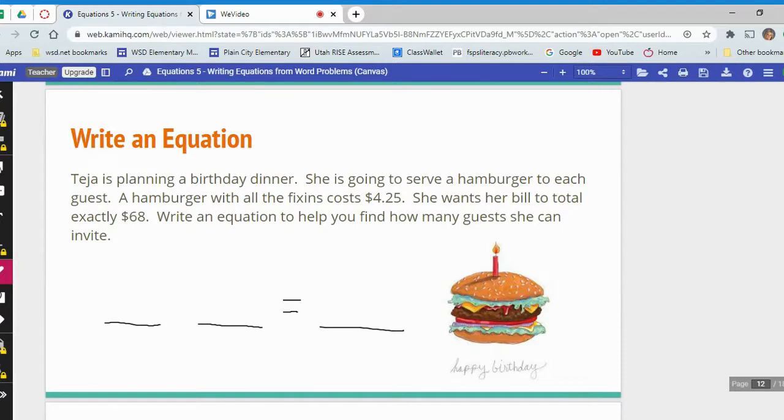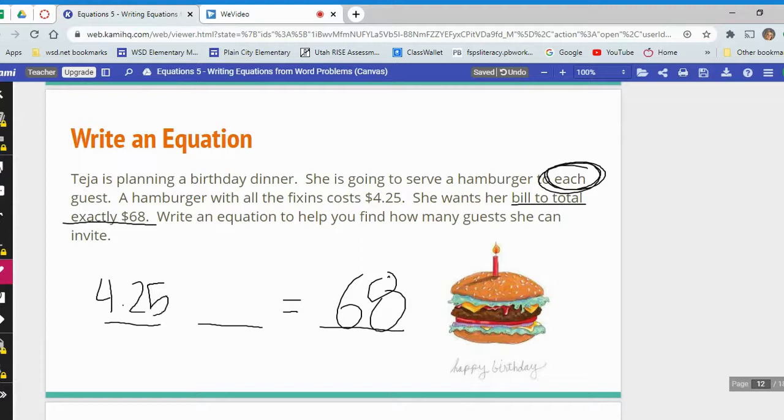All right. Do we know her end result? The total she wants to spend. Yep, it says right here, she wants her bill to total $68. Now, what do we know? She's going to, ooh, there's a keyword. She's going to serve them to each guest. So for every single person, their hamburger is going to cost $400. That would be an expensive hamburger. How about $4.25?